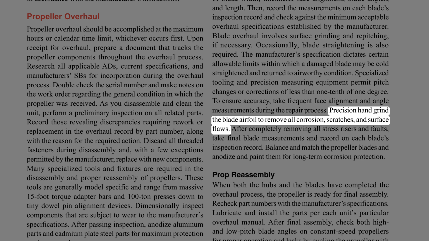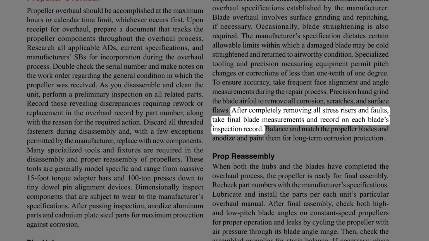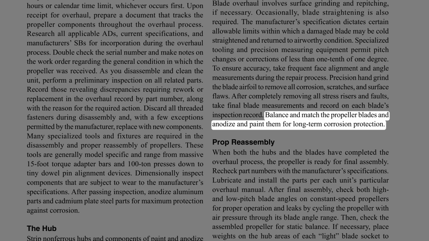Precision hand grind the blade airfoil to remove all corrosion, scratches, and surface flaws. After completely removing all stress risers and faults, take final blade measurements and record them on each blade's inspection record. Balance and match the propeller blades and anodize and paint them for long-term corrosion protection.